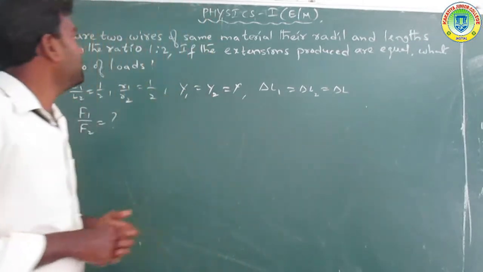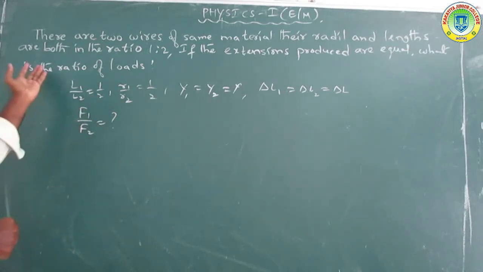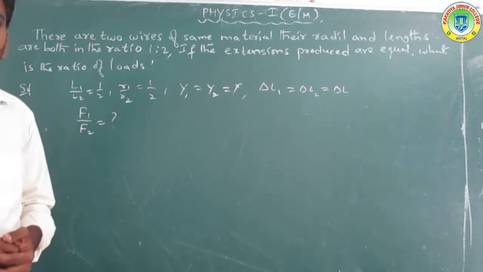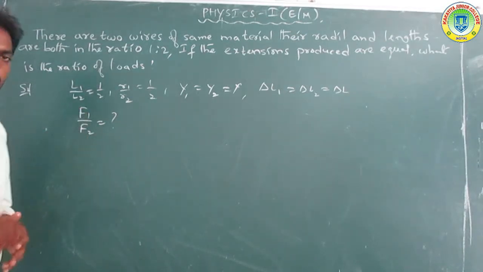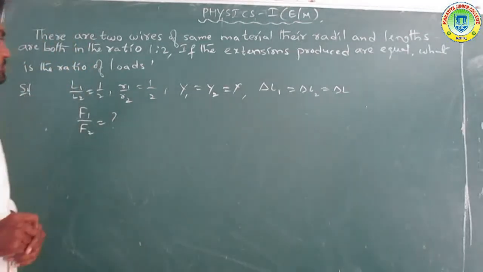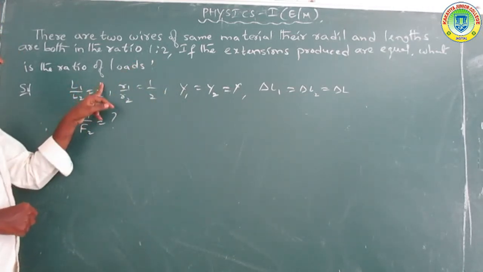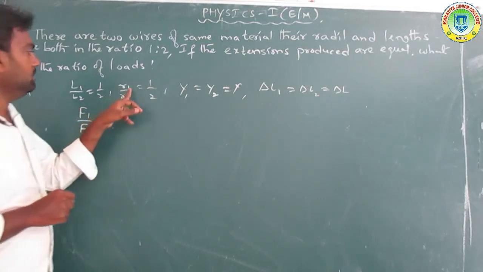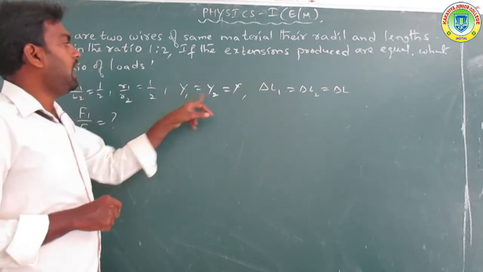Here we have two wires of the same material, and their radius and length are both in the ratio 1:2, and the extension is also the same. We have to find the ratio of the loads, that is the force ratio F1 by F2. Given information: length L1 by L2 is 1/2, and radius R1 by R2 is 1/2.